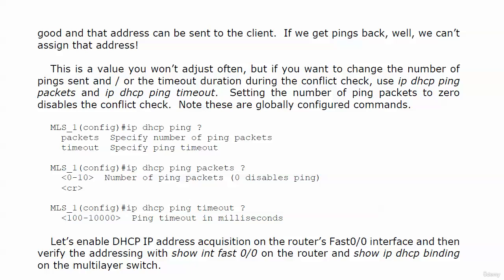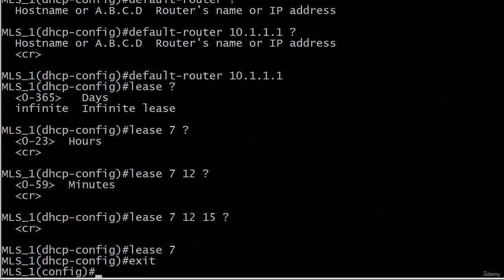This is not a value that you're going to adjust terribly often, but if you want to change the number of pings sent during that check or the timeout duration during the conflict check, use the commands ip dhcp ping packets and ip dhcp ping timeout. If you set the number of ping packets to 0, that disables the conflict check. The router even tells you that, which is kind. Note, these are globally configured commands, and that's why I'm showing you these more than anything else. It's just another couple of commands you might want to know.